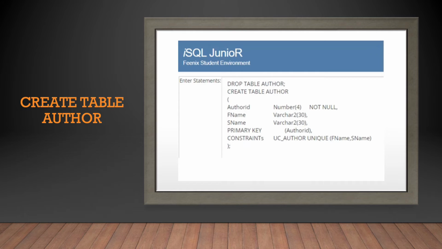This is our second table, the author table. Here you can see author is a strong entity, therefore we created the author table second. First we use the drop table author statement to drop any existing table called author. Then we created the author table, with author ID, Fname, Sname as the column names. Then the data types, and author ID should not be null, therefore we use the not null constraint. Then primary key, author ID. At last we use a unique constraint for Fname and Sname.